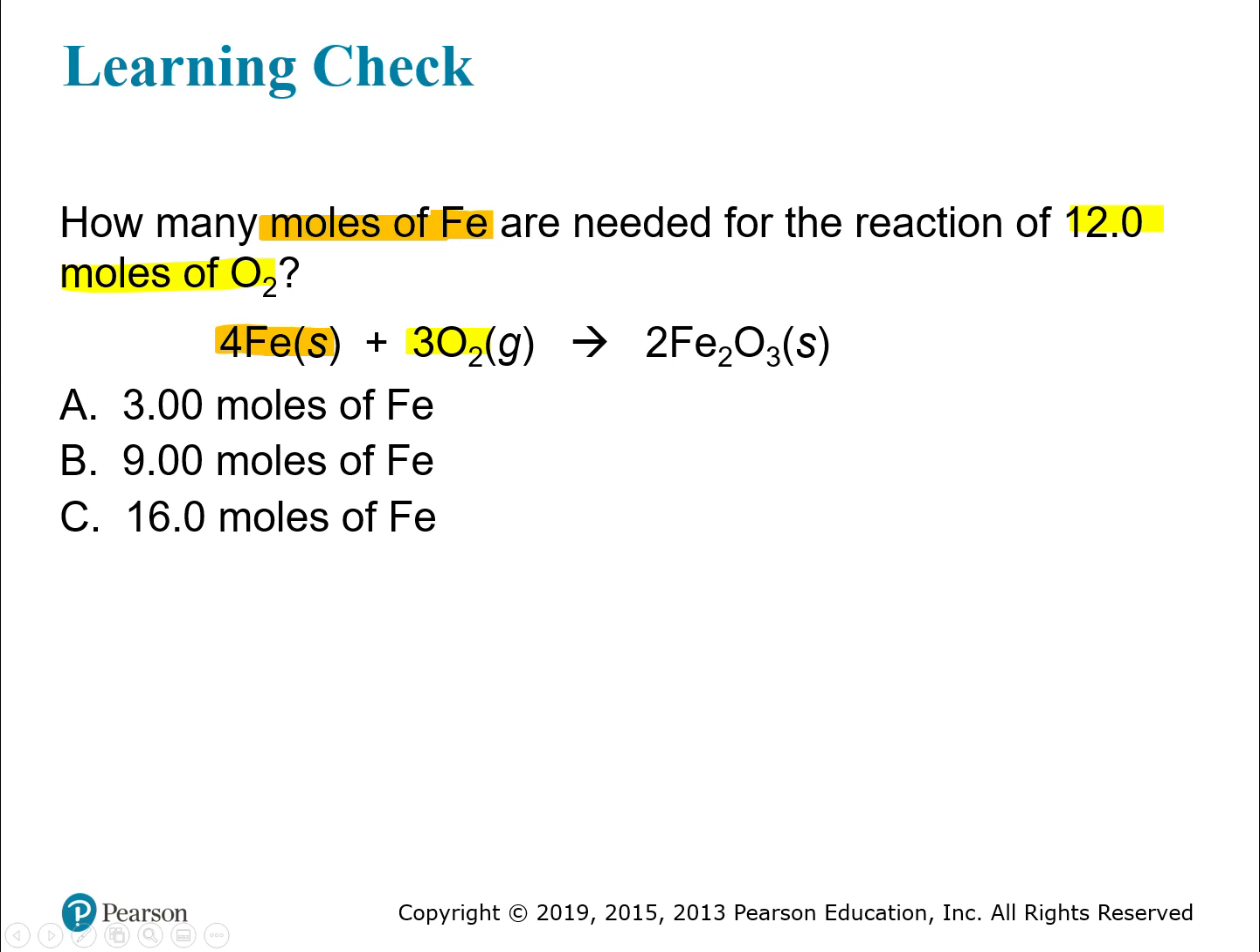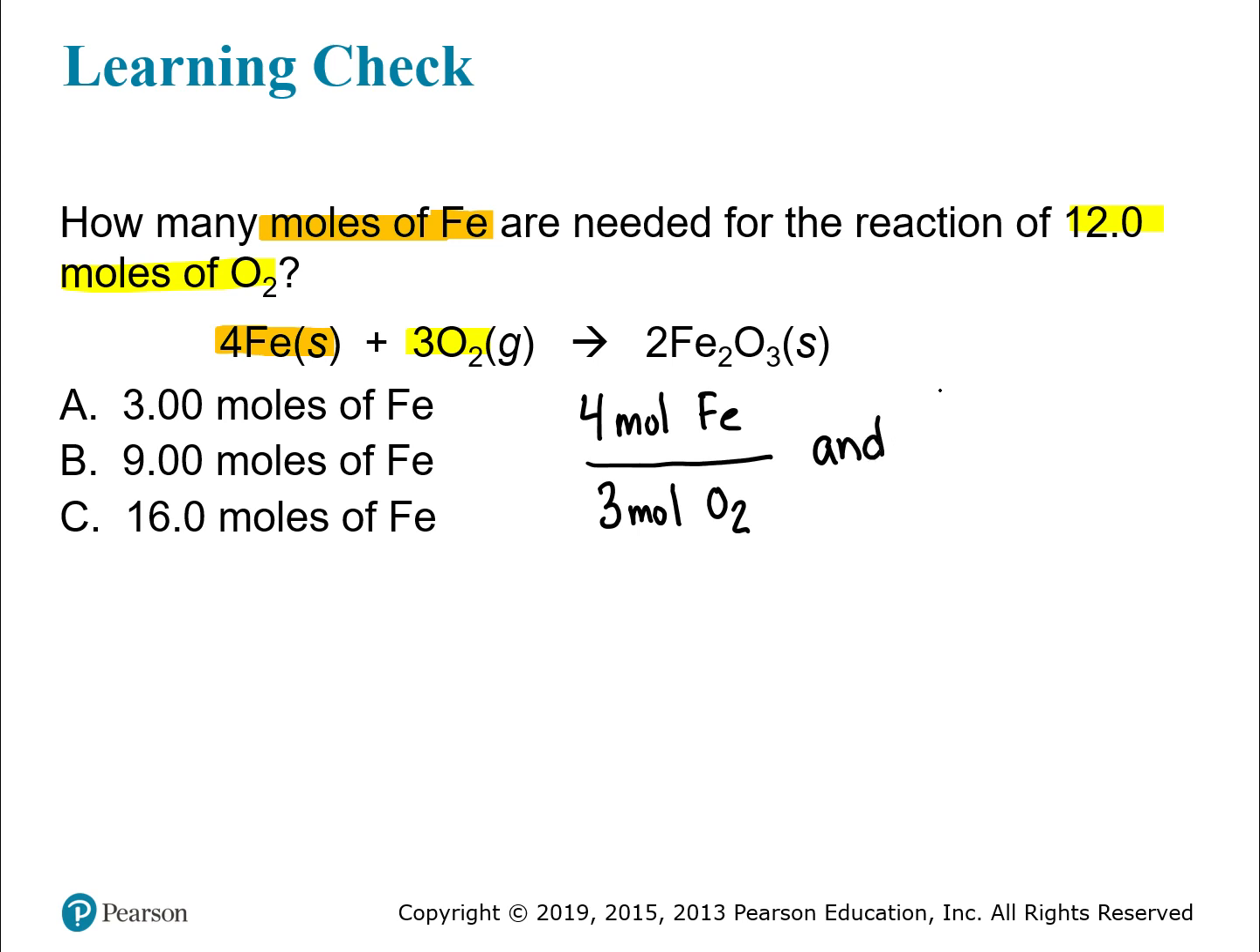First thing we're going to do is write our mole factors. We're looking at the relationship between iron and oxygen gas. In our chemical equation, we see 4 moles of iron and 3 moles of oxygen gas. That's our first mole factor.